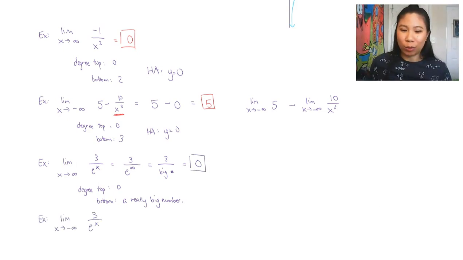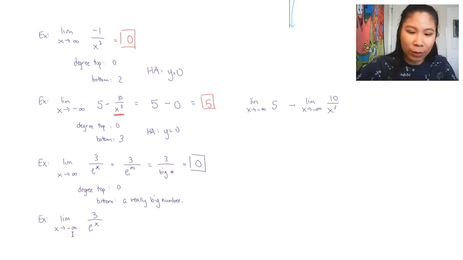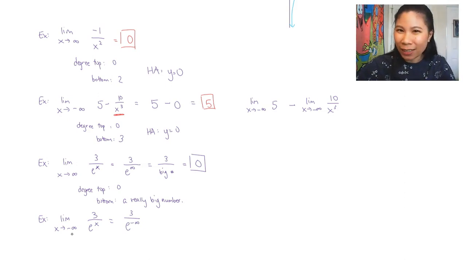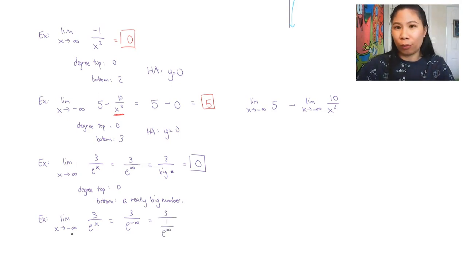For my next example, we have something really similar. I'm still doing the same function, 3 over e to the x power, but this time I'm looking at the limit as x approaches negative infinity. If we look at this like we did before, where we plug in negative infinity this time for x instead of positive infinity, keep in mind a negative exponent really means you're turning that into a fraction. So it's like doing 3 over 1 over e to the infinity, because that negative exponent turns it into a fraction.